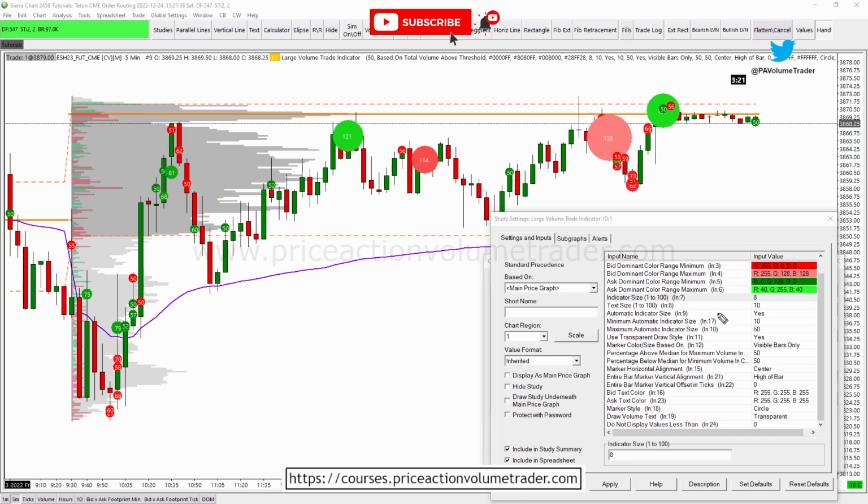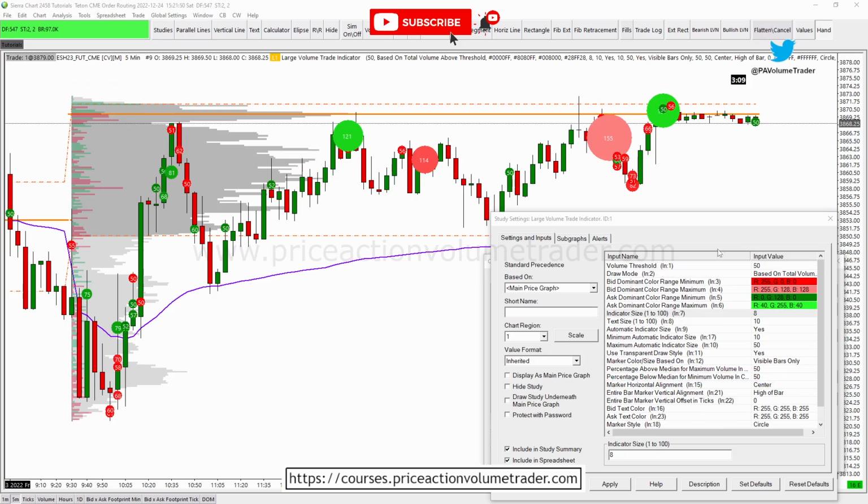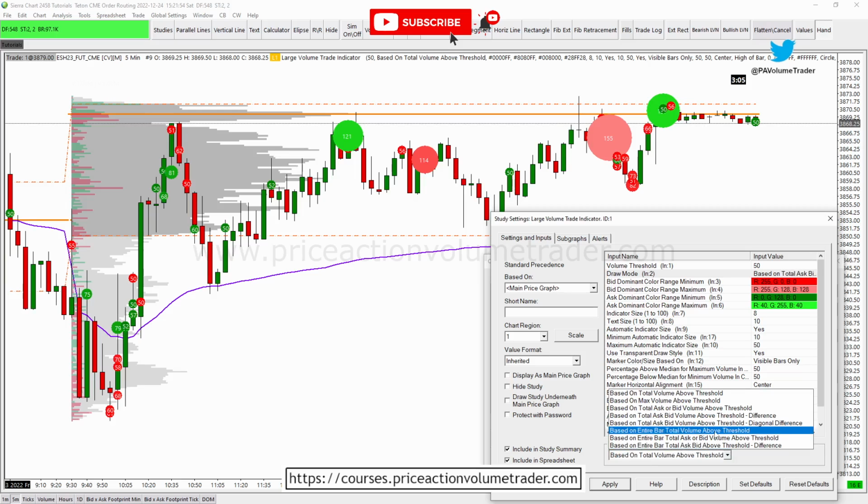Now, these other settings, for example here, percentage above medium, above below medium, maximum volume, I don't use this because that is for the setting over here on draw mode. If you had any of these settings of above threshold, diagonal difference, etc., that's where you would use it. But like I said, I'm not using that in my examples. Okay, and that's pretty much the basis of the indicator.